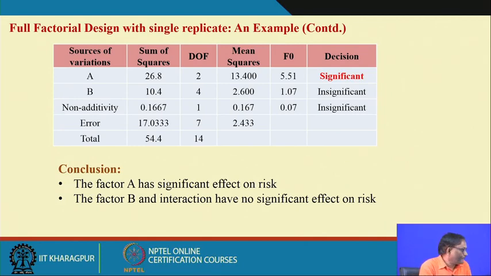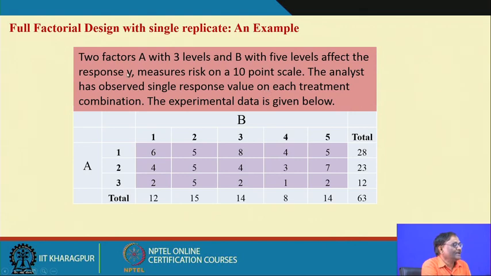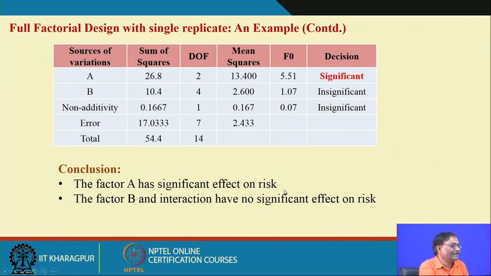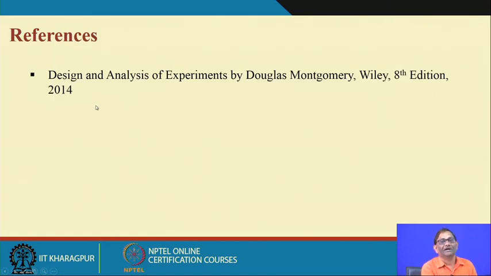Okay. So, why I have written this: we are saying the response is a risk response, a measure of risk on a 10-point scale. A and B we have not given any physical meaning, but the response is a measure of risk on a 10-point scale. Then A has a significant effect on risk, while factor B and the interaction effect have no significant effect on risk. Okay. So, this is factorial design with single replicates.